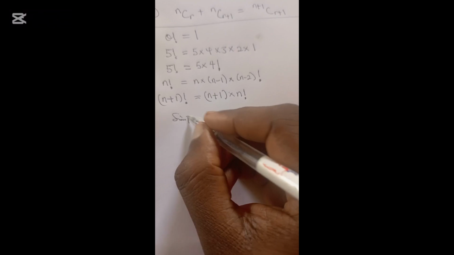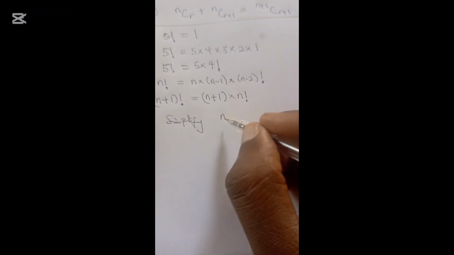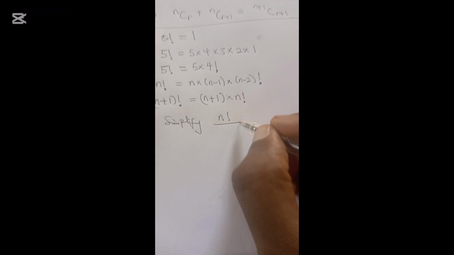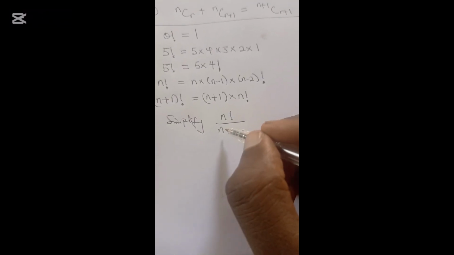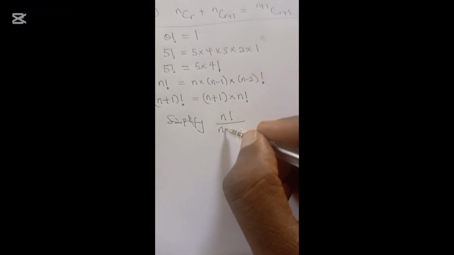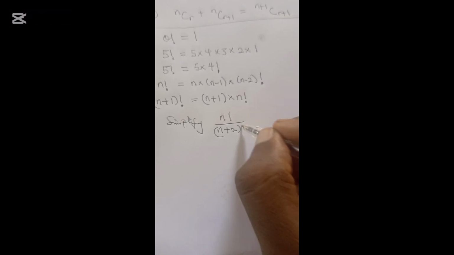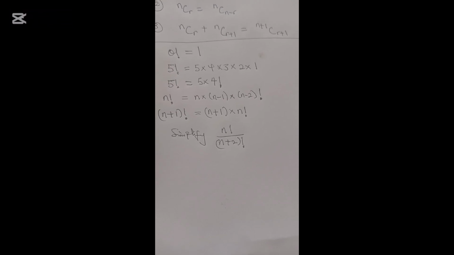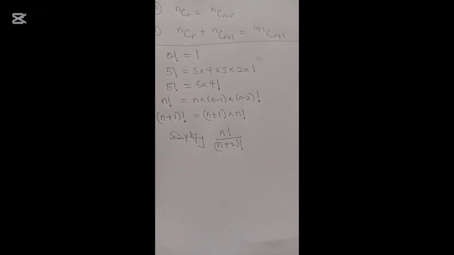Yes, so these ideas are very important. So we are asked to simplify something like this: simplify n factorial over n plus 2 factorial. These ideas are very important. So how do we simplify this?